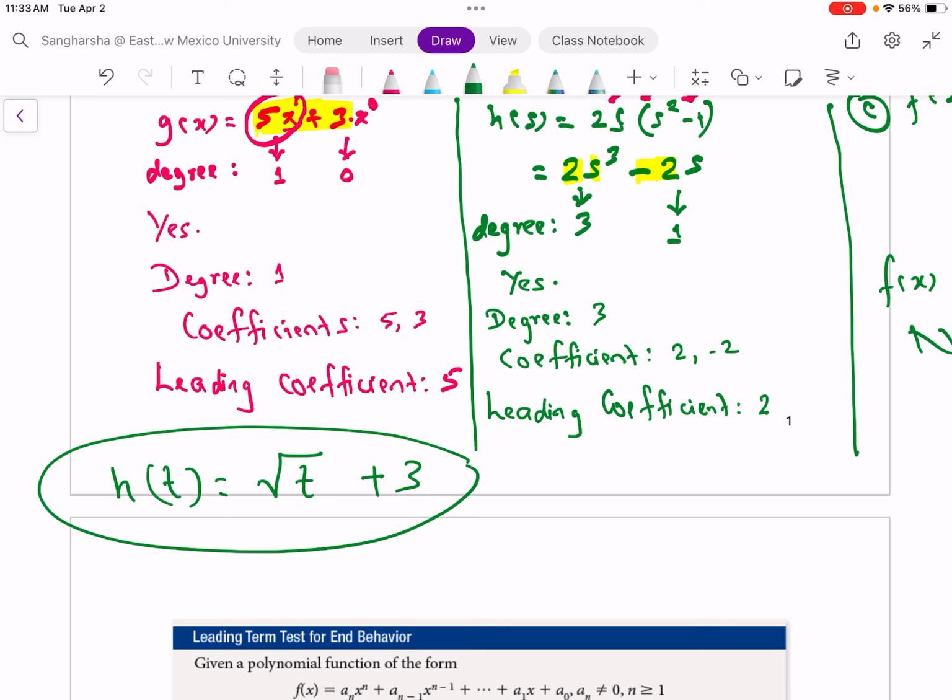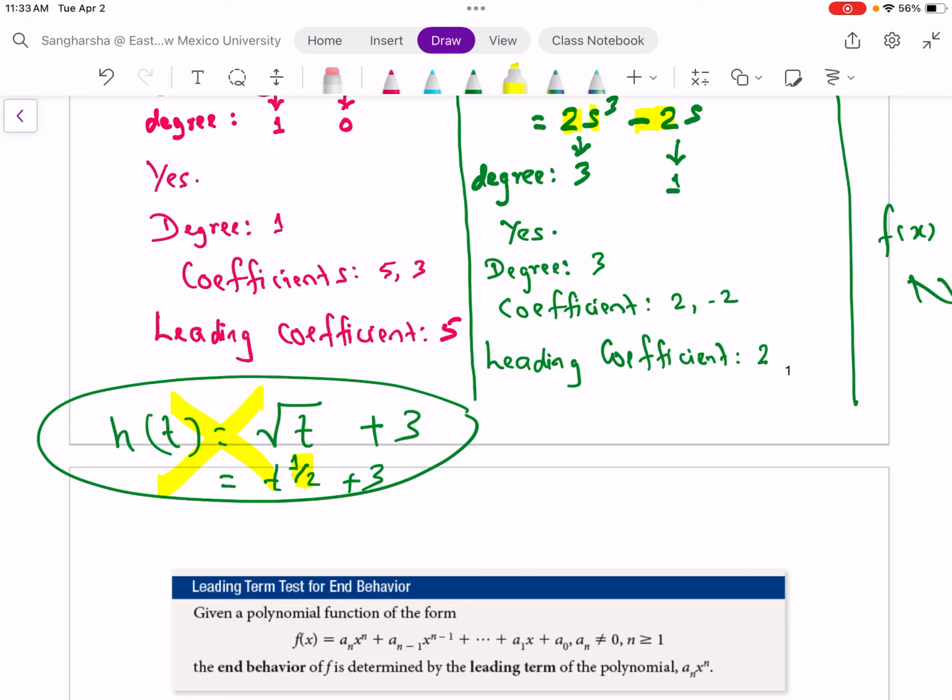Because you can rewrite the square root of t as t to the power 1/2. Yes, so we can rewrite it as t to the power 1/2 plus 3. And this 1/2 is not a whole number. This is a fraction. And so this is not a polynomial function.